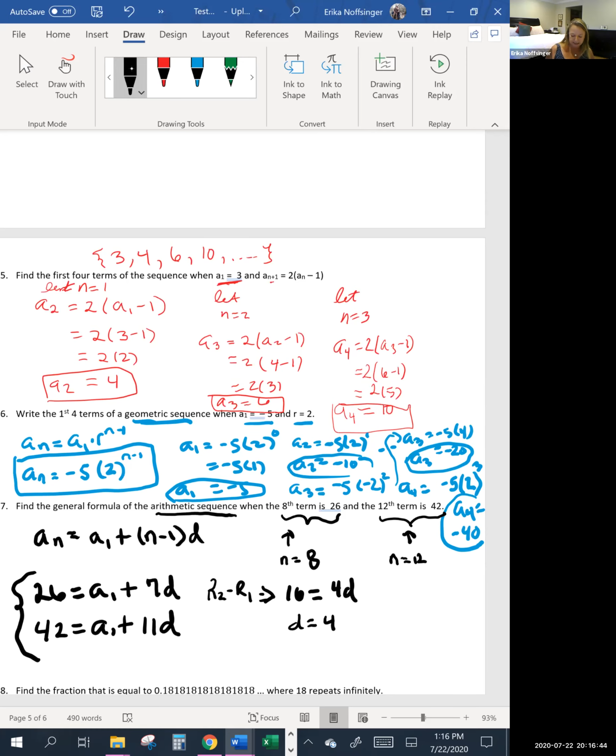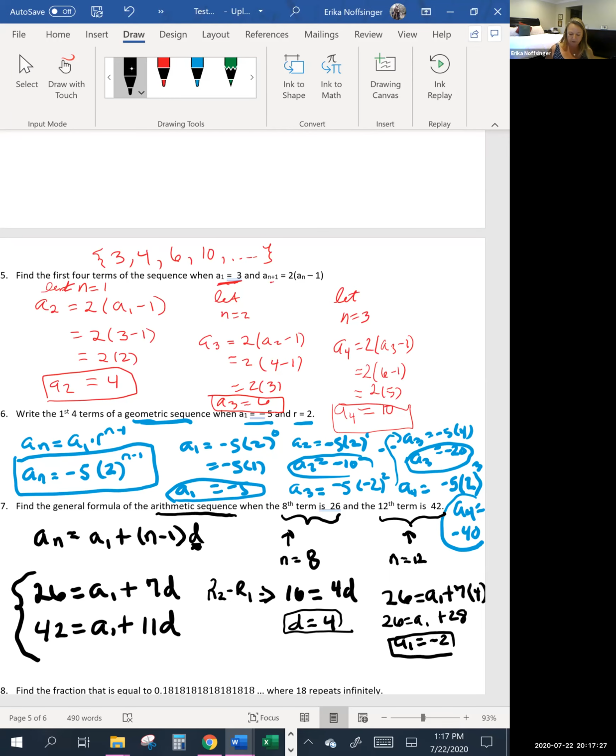Knowing what d is, we're going to plug it back in, but we also need to figure out what the first term a sub 1 is. We can plug that back into either one of these equations. I'm going to do it into the first one. The first one says we have 26 is equal to a sub 1 plus 7 times d, and d is 4. So we get 26 is equal to a sub 1, 7 times 4 is 28, so plus 28. Solve for a sub 1, subtract 28 on both sides. We get a sub 1 is 26 minus 28, which is -2.